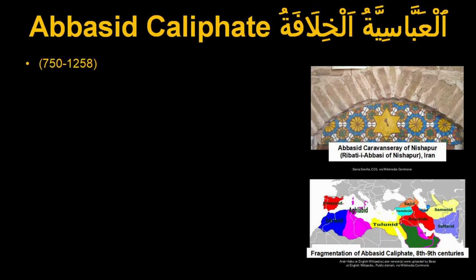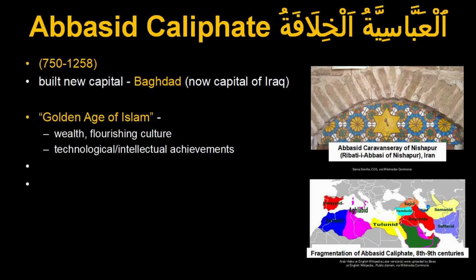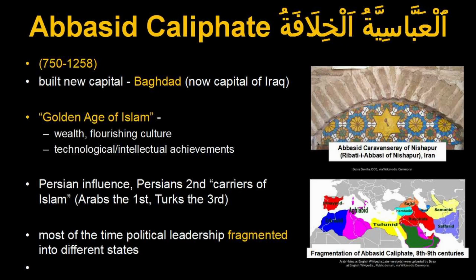And in 750, they were overthrown in a revolution by a family called the Abbasids, which takes us to our next key term, the Abbasid Caliphate. The duration of the Abbasid Caliphate is often called the Golden Age of Islam. During the Abbasid Caliphate, there was also significant Persian influence, both politically and culturally, and the Persians are said to be the second great characters of Islam, after the Arabs, who were the first.